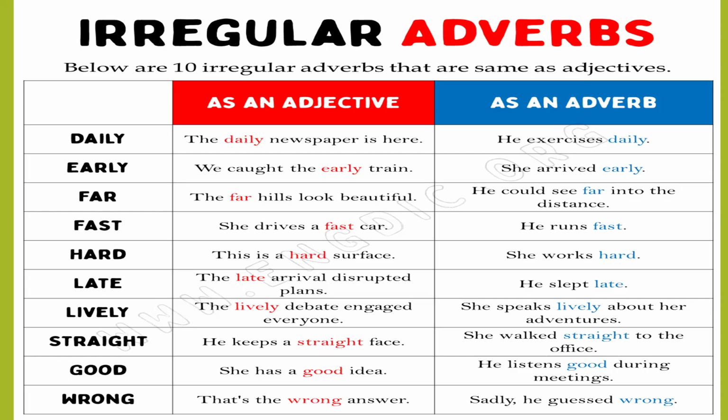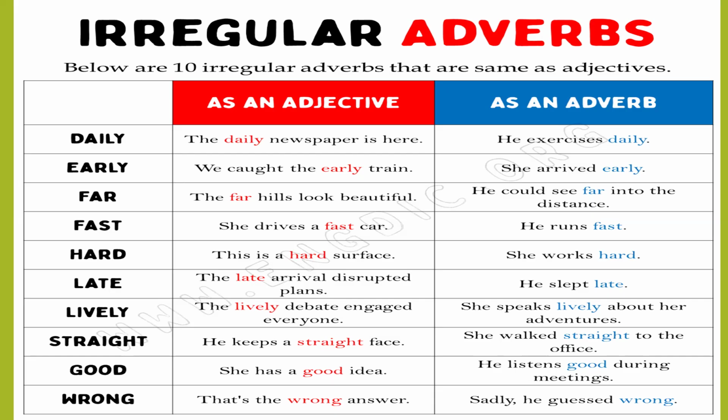He keeps a straight face. Face is a noun and straight is an adjective. It acts as an adjective. She walked straight to the office. Here, walked is a past verb and straight is an adverb. She has a good idea. So good is an adjective, idea is a noun. He listened good during meetings. Listen is a verb, good is an adverb. That's the wrong answer. Answer is a noun, wrong is an adjective. Sadly, he guessed wrong. Guessed is a past verb, and wrong is an adverb.